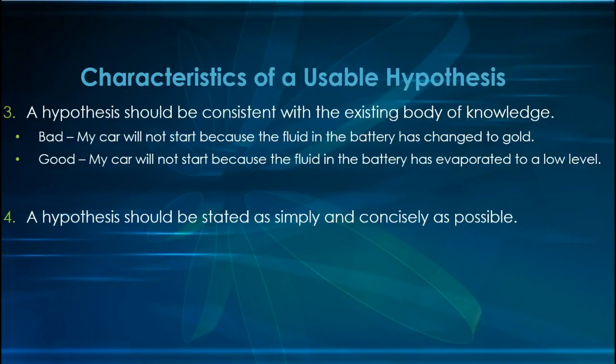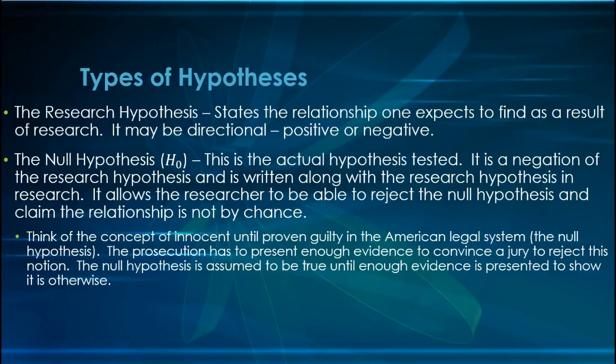So lastly, the characteristic would be that the hypothesis should be stated as simply and concisely as possible. So what we've been talking about so far is called the research hypothesis, and it basically just states a relationship that one would expect to find as a result of the research. It may be directional, positive or negative. I stay away from saying both or asking the question, is there a positive or a negative relationship? When you're writing your hypothesis, you need to state whether you think it's going to be a positive relationship or a negative relationship.